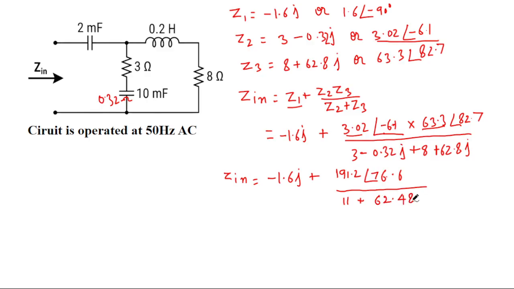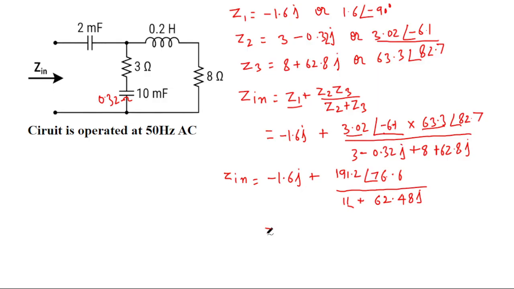62.48 into J, right? This that you can see here is very easy when you are adding two impedances or two phasors, or when you are multiplying, then it is very easy in the polar form. In the rectangular form it is very easy. Now you have to divide these two. So for the division, ultimately we have to convert this rectangular form into the polar form.